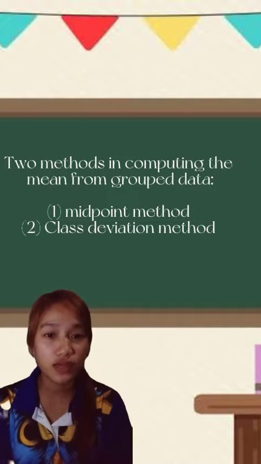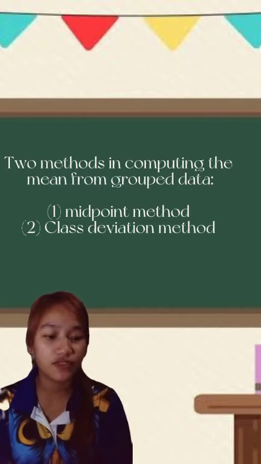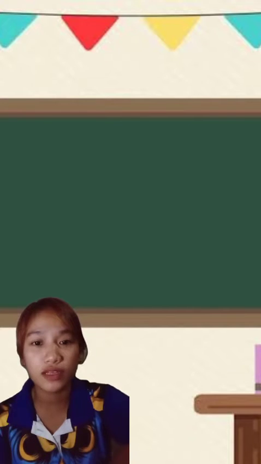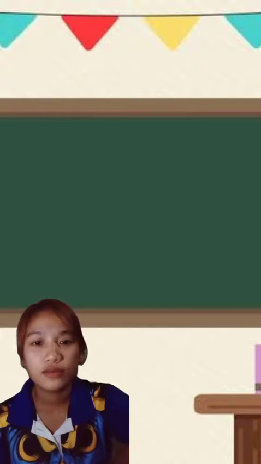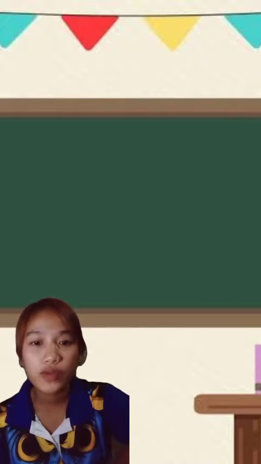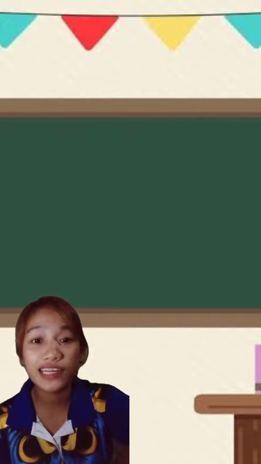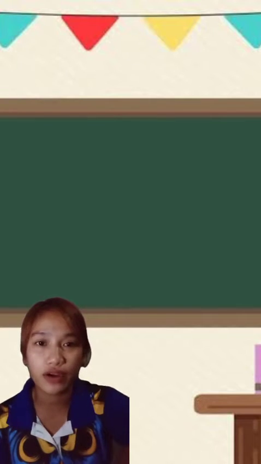There are two methods in computing the mean from group data. First, we have the midpoint method. Number two, we have the class deviation method. Frequency distribution is one of the methods on how we present the data. A frequency distribution table is a tabular arrangement of the gathered data by categories and by their corresponding frequency and class mark.